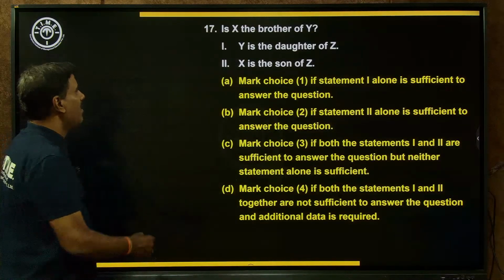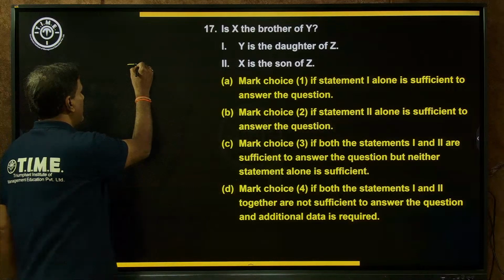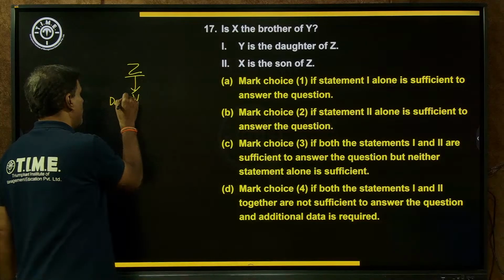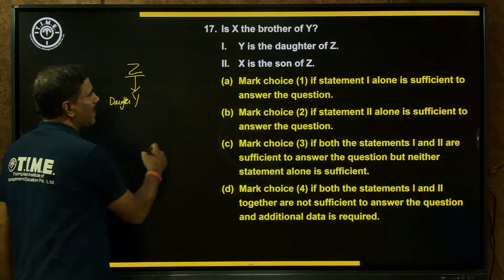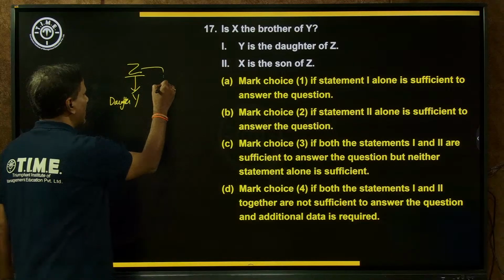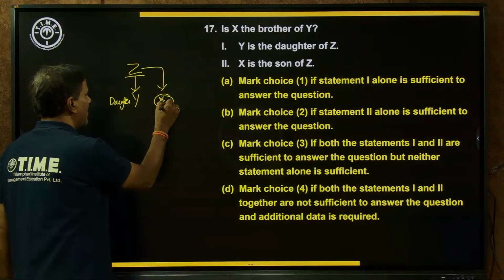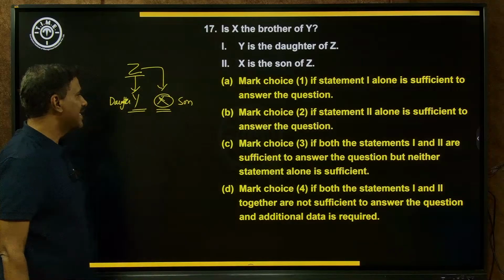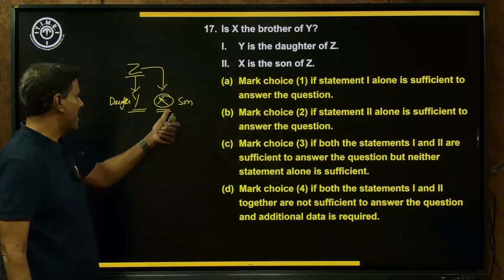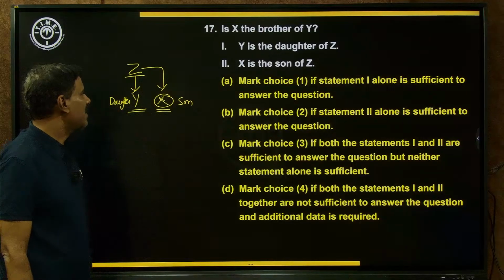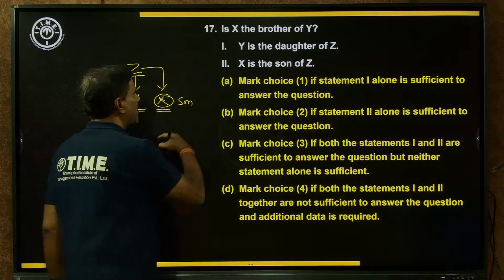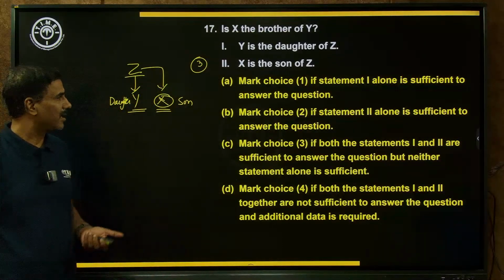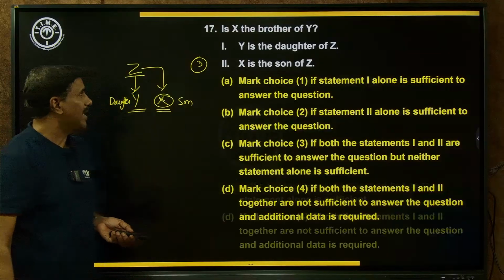But going for the combination, Y is the daughter of Z. That is the data. And what we have further from the second statement is X is the son of Z. So if X is the son of Z, X and Y are basically siblings only, or not? So we can definitely say that X is male and Y is female. X is brother to Y, we can say. So we can answer the question from the combination. So the combination is sufficient, and the answer should be choice 3. One more easy question. Let's move on to the next one.